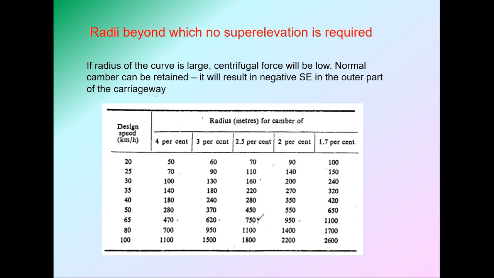Now, as I told you, E depends upon the speed and radius. So if the radius is very large, then centrifugal force will be very low and normal camber can be retained, and there is no need to provide any superelevation. But remember, the camber will act as negative superelevation in the outer part of the carriageway. So IRC suggests that there is no need to provide superelevation under these conditions as given in this table. When design speed is, let us say, 20 to 100 km per hour, and the suggested camber is 4%, 3%, 2.5%, 2%, 1.7%, then for these values of radius, there is no need to provide any superelevation. If the radius exceeds these values corresponding to a particular speed and camber, then there is no need to provide any superelevation in the field.